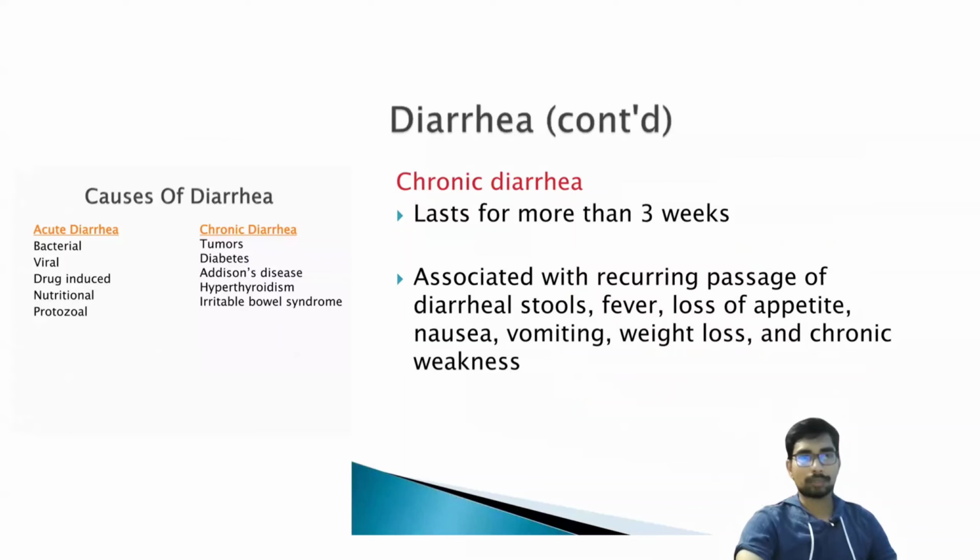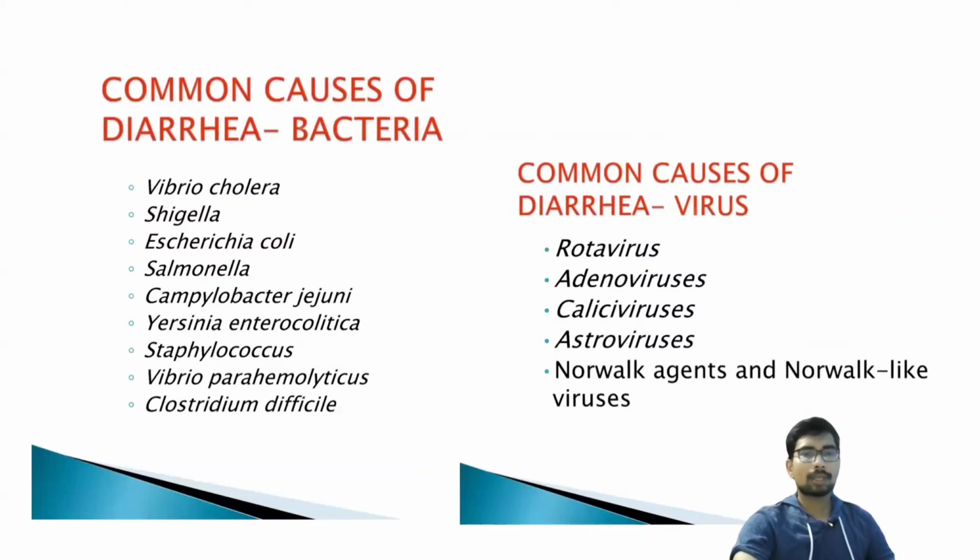Acute diarrhea causes include bacterial, viral, drug-induced, nutritional and protozoal. Chronic diarrhea causes include tumors, diabetes, adhesions, hyperthyroidism, irritable bowel syndrome, and Crohn's disease. Common causes of diarrhea include viruses: rota, adeno, astro, calici, and Norwalk agents. Bacterial causes: Vibrio, Shigella, E. coli, Salmonella, Campylobacter, Staphylococcal, Vibrio parahaemolyticus and Clostridium difficile.